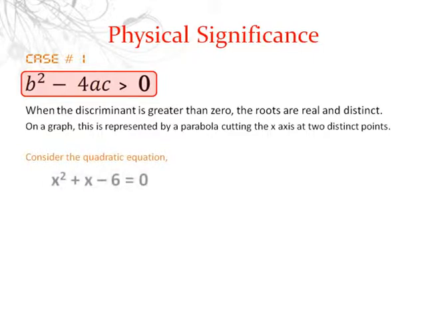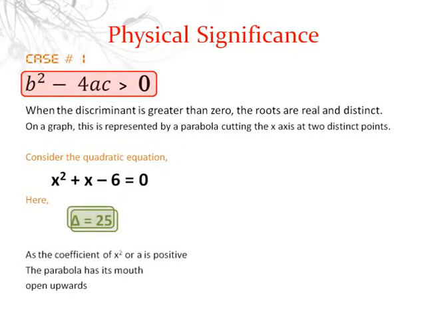Consider the quadratic equation as an example. We have x square plus x minus 6 equal to 0. Here the coefficient of x square, that is a, is 1, coefficient of x or b is 1, and the constant c is minus 6. So b square minus 4ac will yield 1 square minus 4 into 1 into minus 6, or discriminant equal to 25.